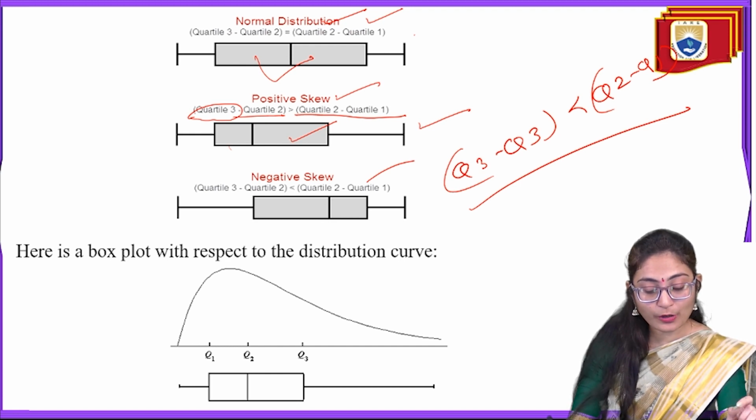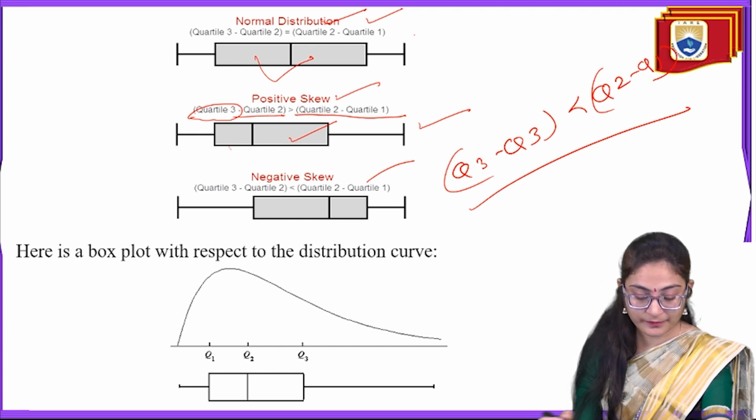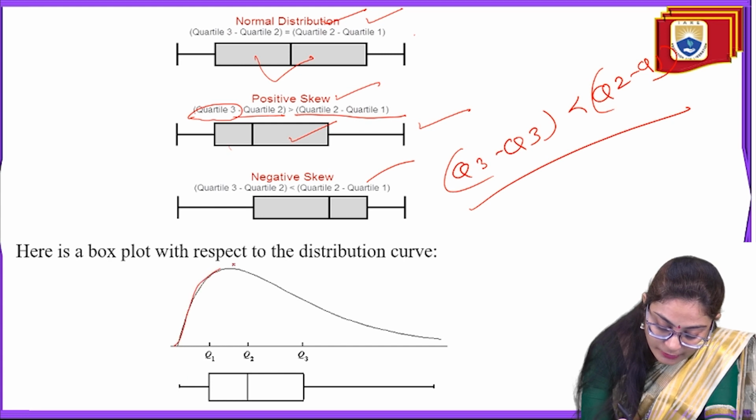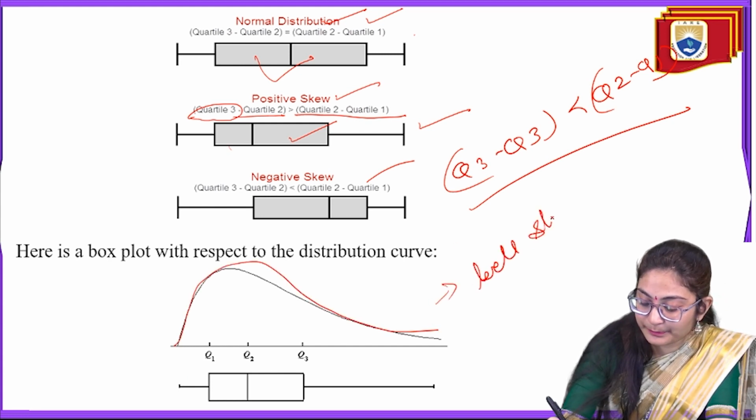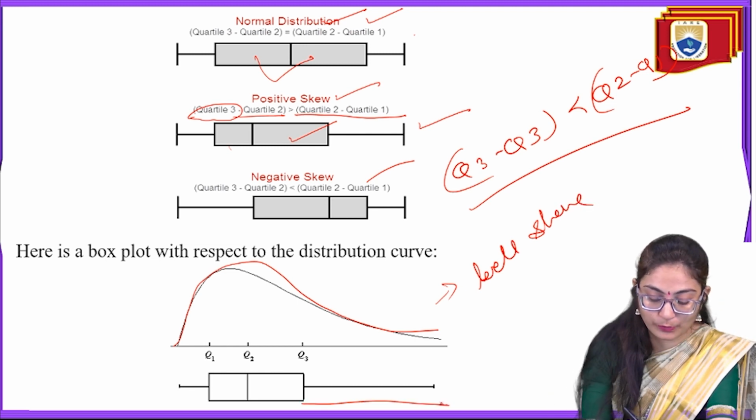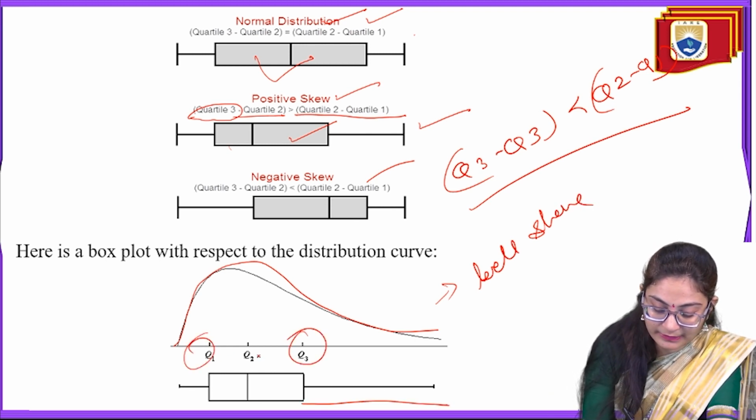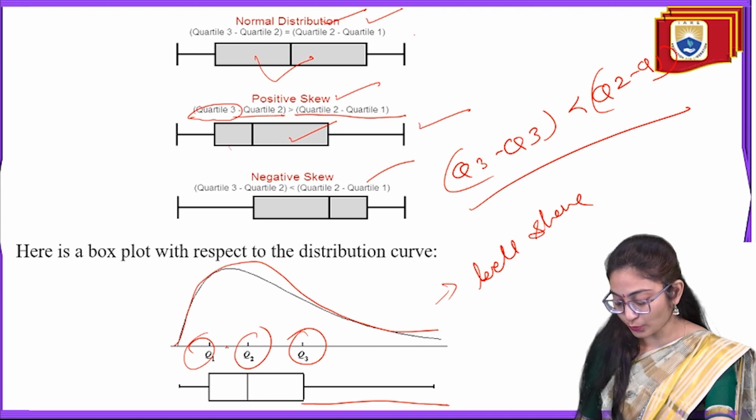So here is a box plot with respect to the distribution curve. This is the distribution curve, and this curve is shown in the bell shape. This is your box plot: quartile 1, quartile 2, quartile 3.